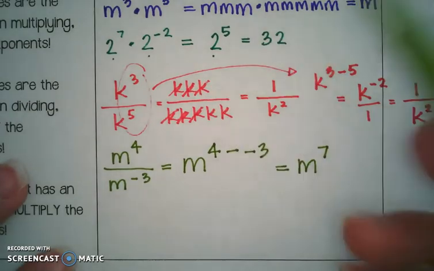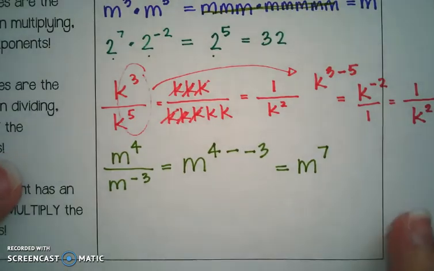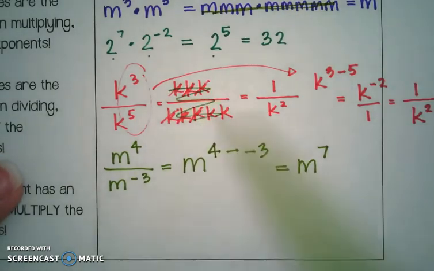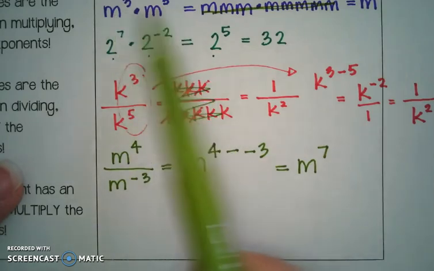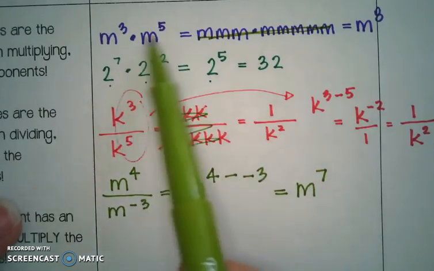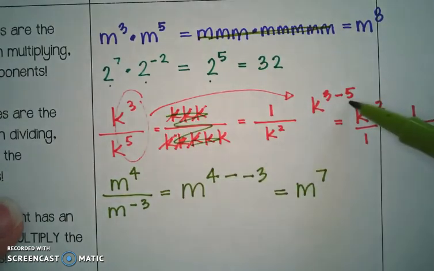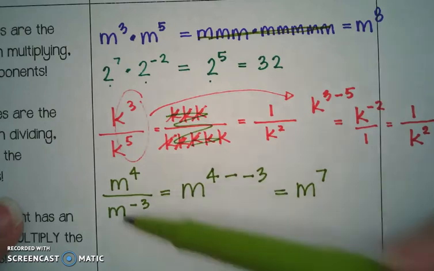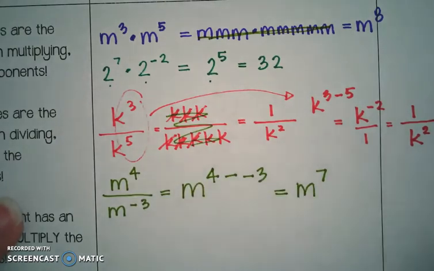So the shortcut is to avoid doing all of that stuff right there and to avoid doing all of that stuff right there. The shortcut is multiply with the same base, you're going to add the exponents together, divide with the same base, and you're going to subtract the exponents. But remember, you're subtracting the top one minus the bottom, even if it's negative. Okay?